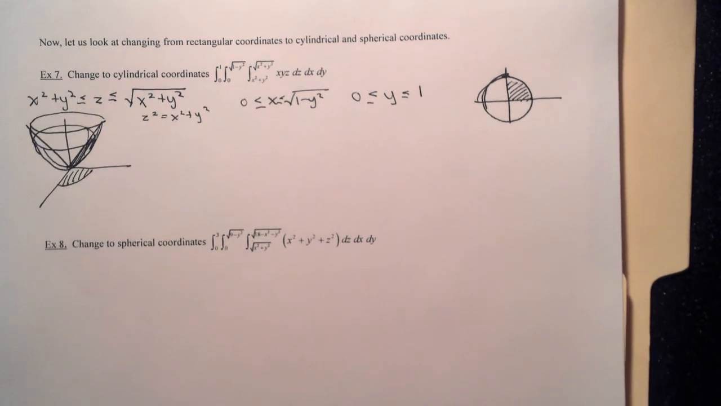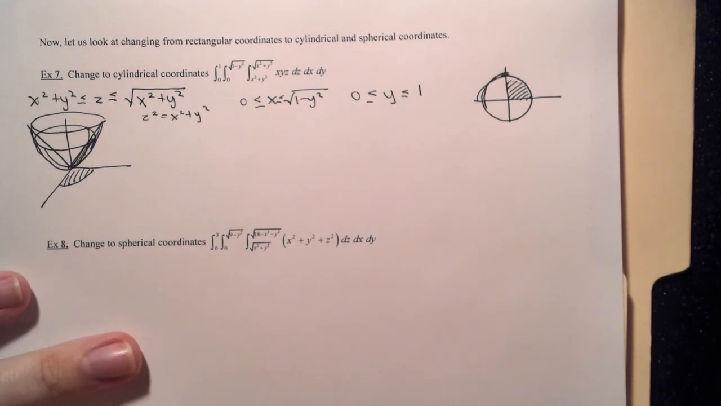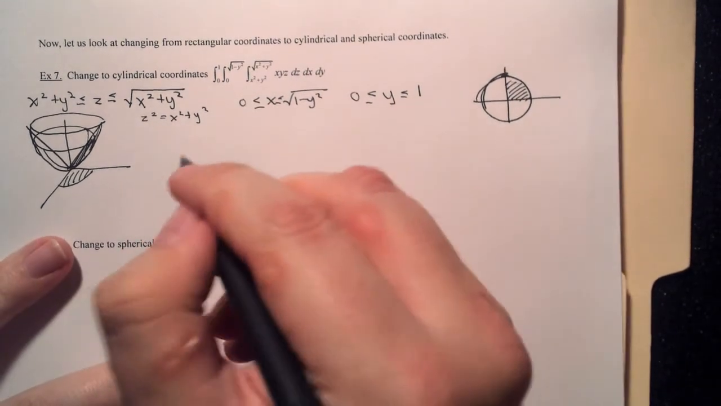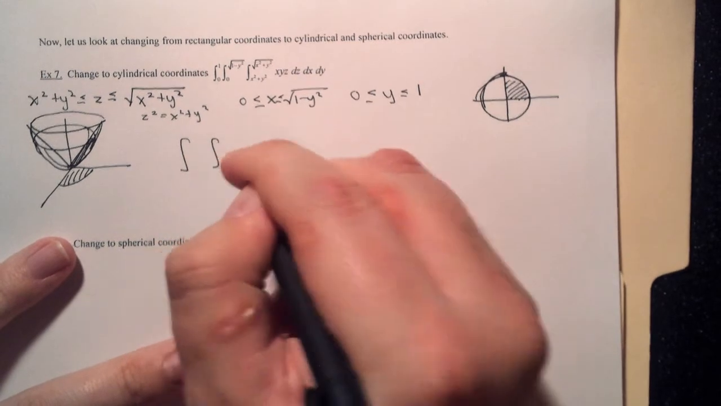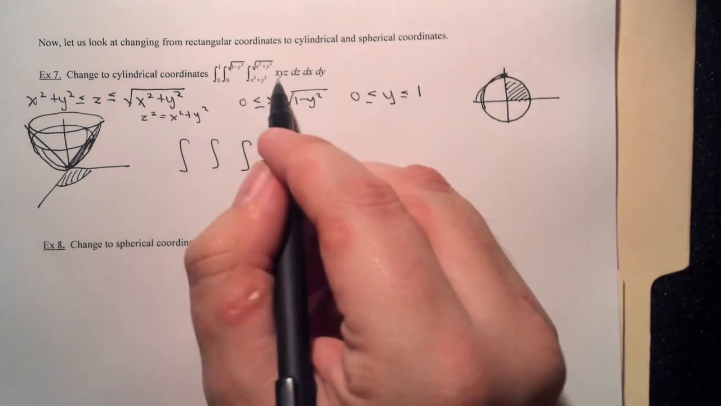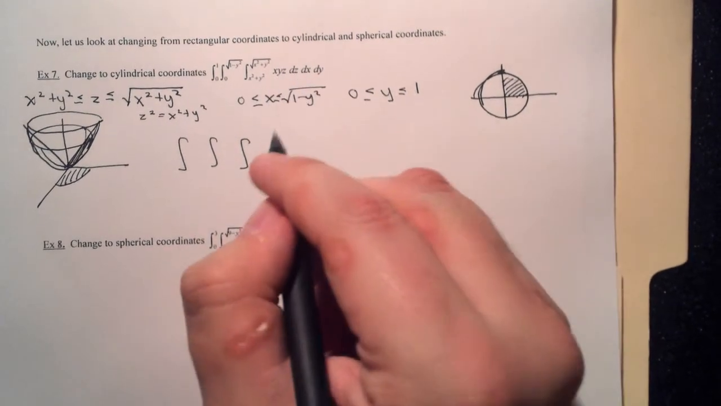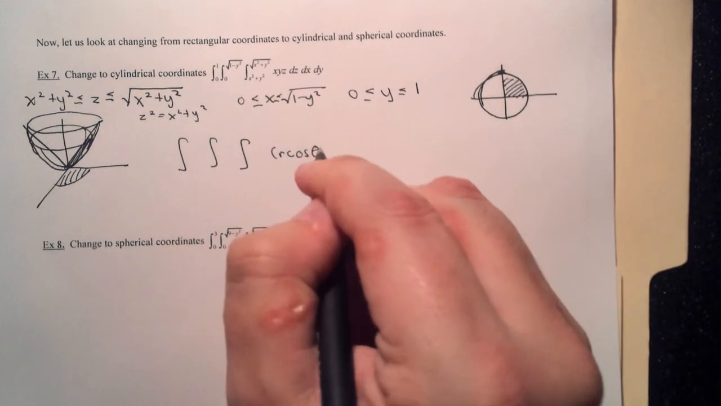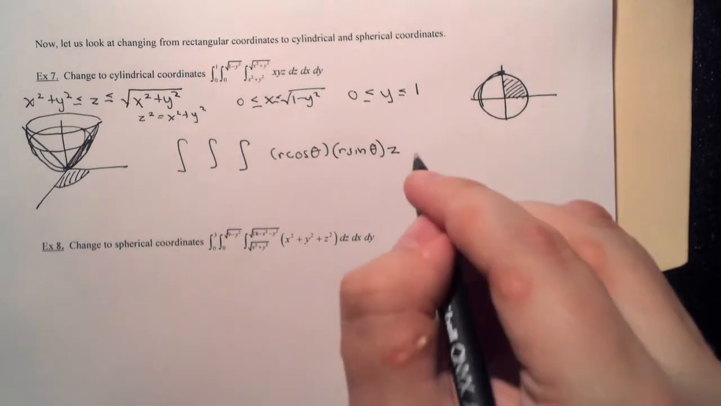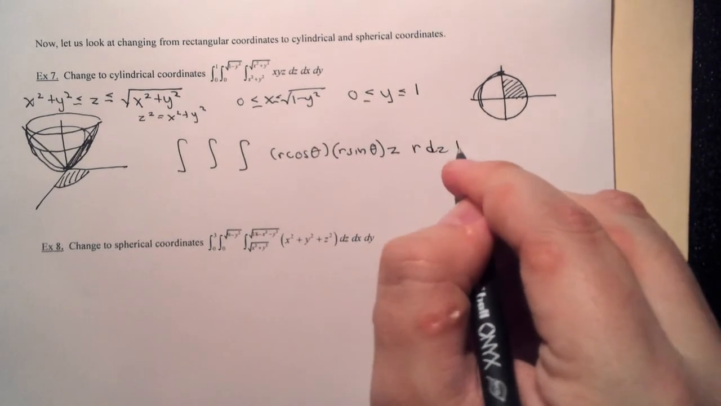Visualizing this is really key to being able to actually execute the change in coordinates that we need to do right here. So if I am changing coordinates, I need to think about cylindrical coordinates. So z will still be z, but I need to think about r and theta. So x times y is r cos theta times r sine theta. Then I will have z, and then I know I will have r dz dr d theta.